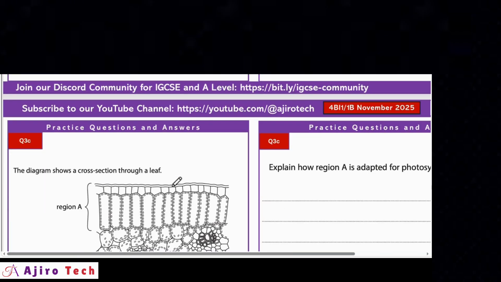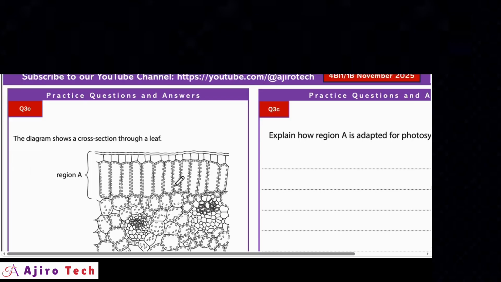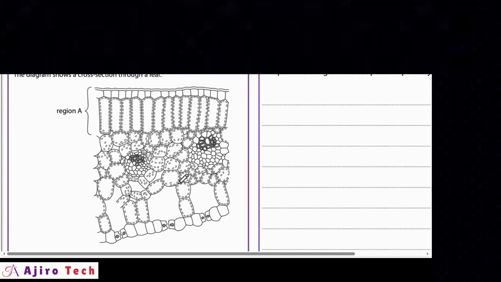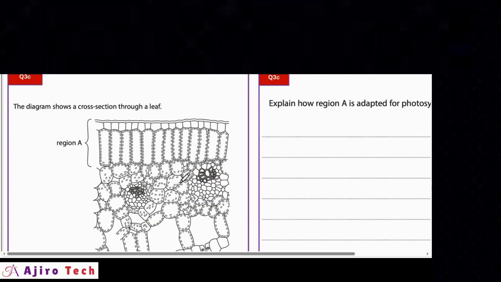So let's go to 3C. The diagram shows a cross section. This is the internal structure of the leaf. And region A is made up of 3 layers. This thin layer here is called the cuticle. Followed by this layer here, which is called the upper epidermis.